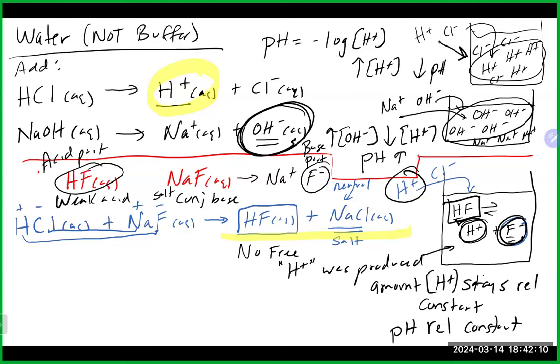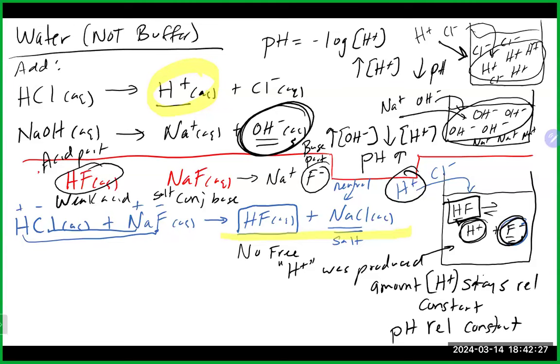And by doing so, that's going to prevent big swings in the H plus concentration in your solution. And that's going to keep your pH from going crazy. Once again, it will move in both directions. So for example, with the base, if we added it to our buffer, we'll see it go up a little bit.